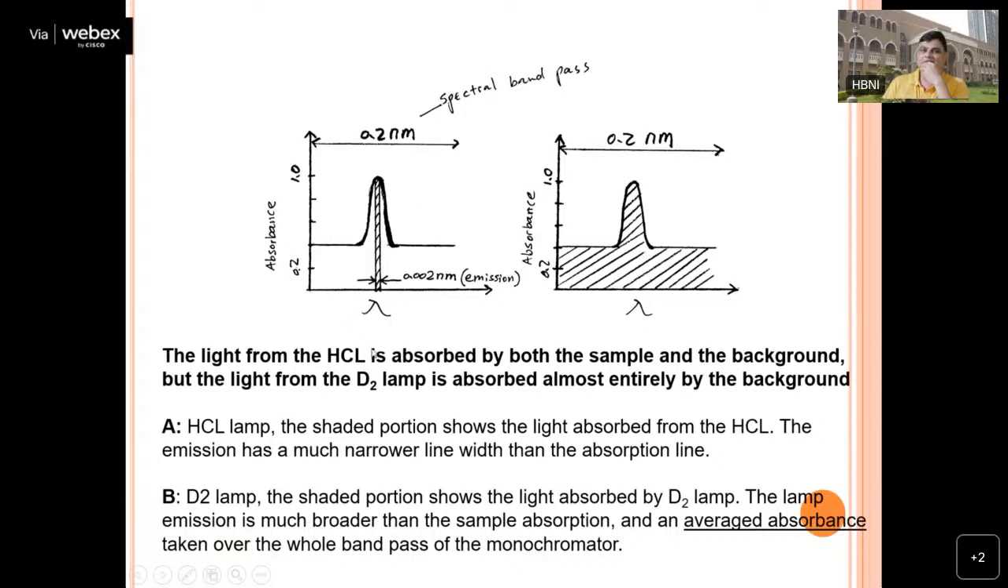And basically this is how we carry out these continuous source corrections. The light from the hollow cathode lamp is absorbed by both the sample and the background, whereas the light from the deuterium lamp is absorbed entirely by the background only. So once you subtract this from this, you will get the correct decrease in intensity, and so you can do the continuum source corrections by using the deuterium lamp.